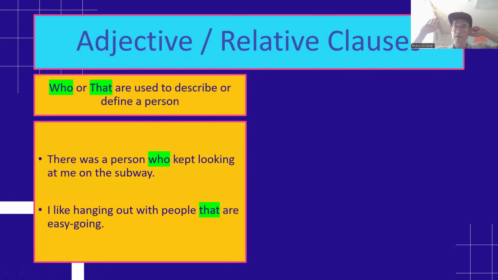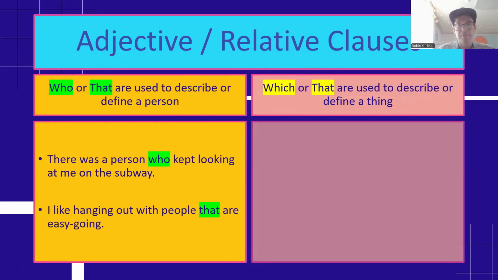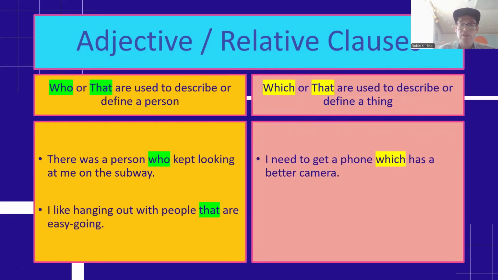I mean, yeah, very general, non-specific. So we add these adjective clauses to specify. Which or that are used to describe or define a thing. I need to get a camera which has a better camera. I need to get a phone which has a better camera. I need to get a phone that has a better camera.